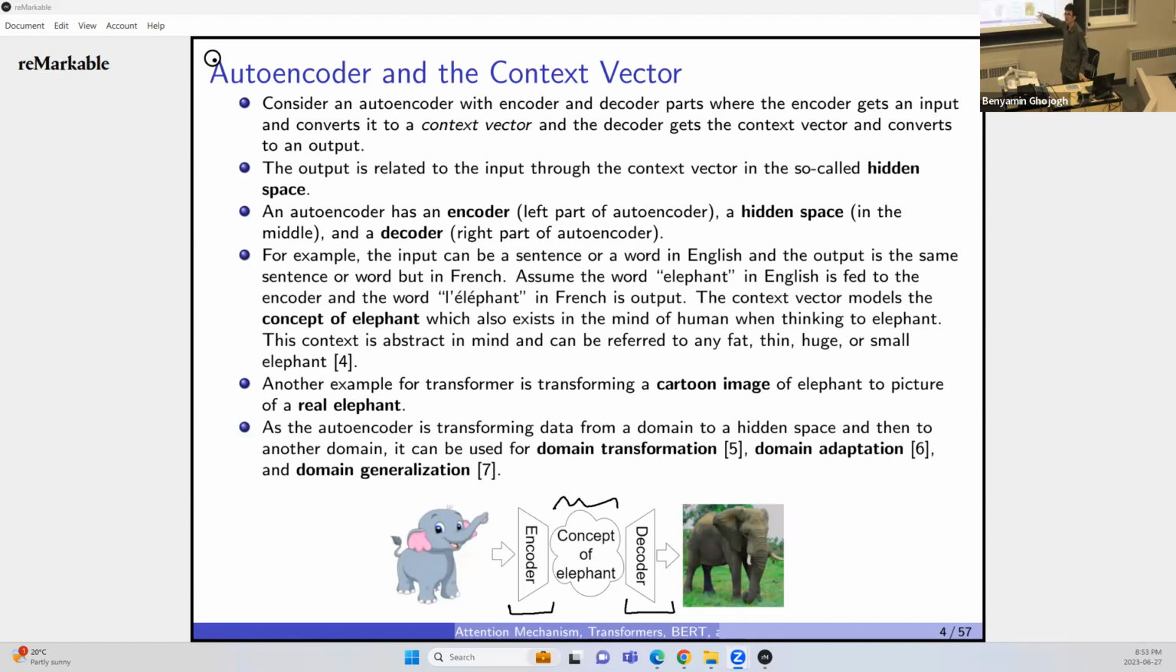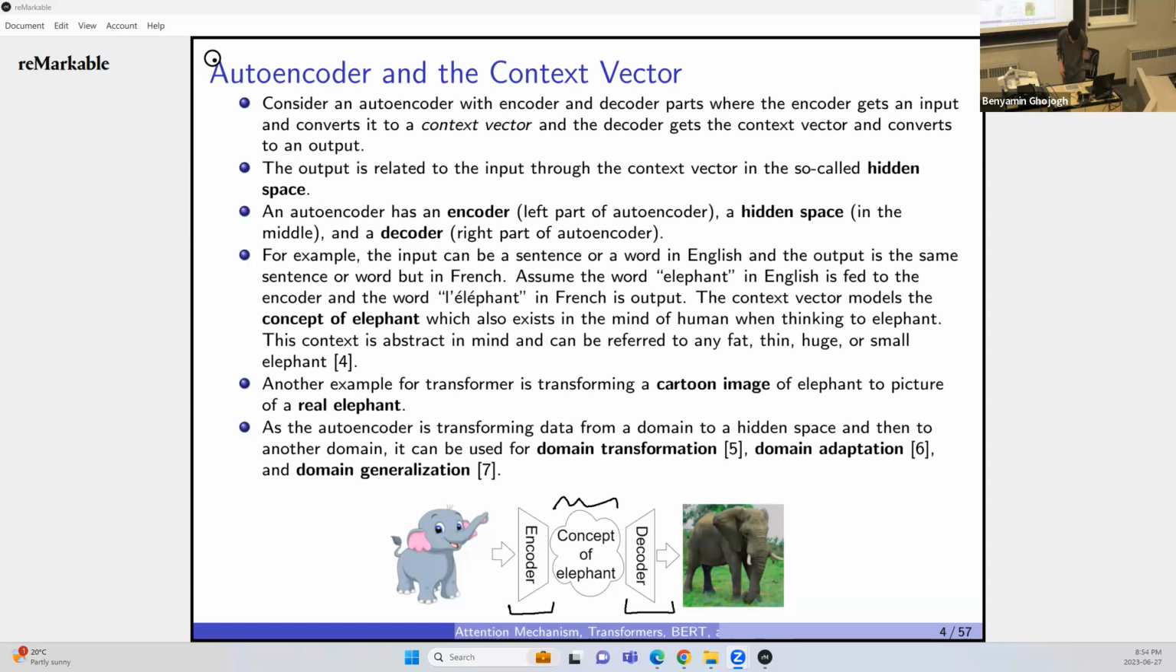This is exactly what happens in our minds. When I tell you elephant, do you have a specific elephant? Am I talking about a specific elephant? No, I'm talking about the concept of elephant. Again, it becomes a bit philosophical, right? The concept of elephant. So this, by the way, is also called context vector. So we embed that into a context vector, which encapsulates the concept, okay?